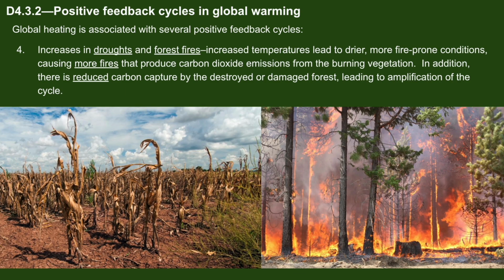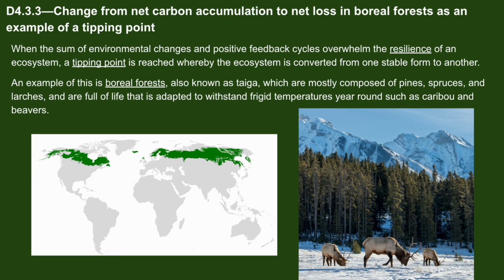Okay, and then increases in droughts and forest fires. If we have more forest fires, that's going to lead to drier, more fire-prone conditions. It's then going to lead to more fires, which produce CO2 as combustion occurs during the fire, and then we then have amplification of the cycle in a positive feedback loop.